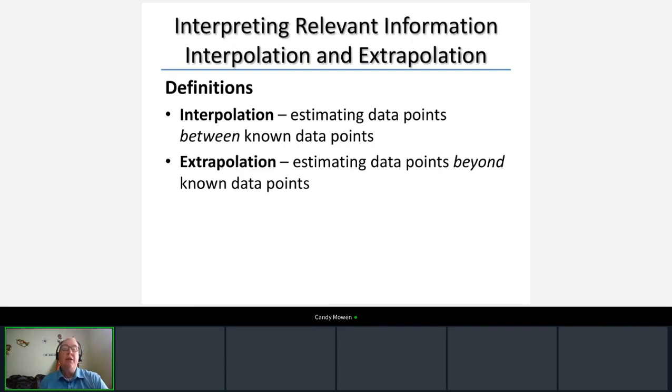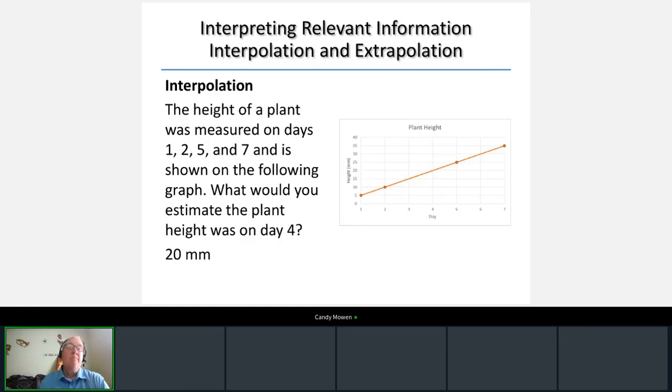Definitions. Interpolation is estimating data points between known data points. Extrapolation is estimating data points beyond the known data points. Now, interpolation: the height of a plant was measured on days 1, 2, 5, and 7, and is shown on the following graph. What would you estimate the plant height was on day 4?